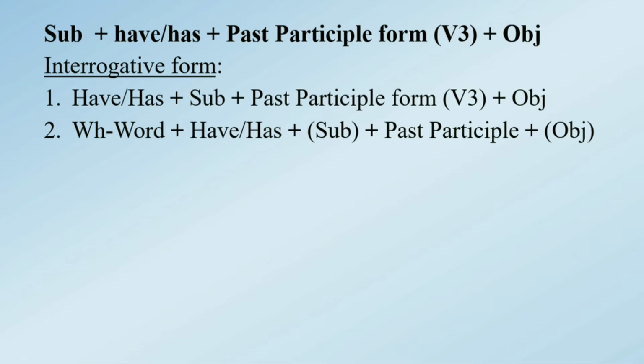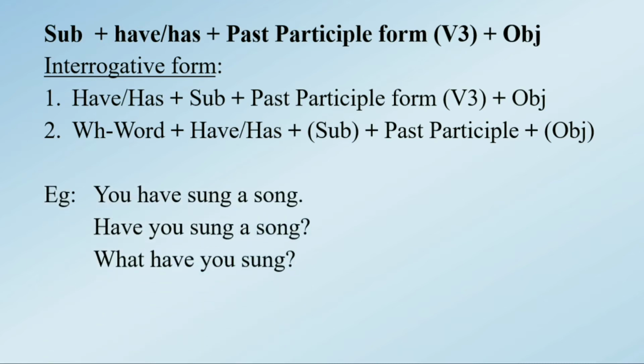WH words: who, which, where, when, what and how. And have or has, plus subject. That subject sometimes may not be there. That's why it is kept in brackets. Next, past participle form of verb plus object. Same is the case with the object also. It may be used, may not be used, depending on the sentence. So, these are the interrogative forms.